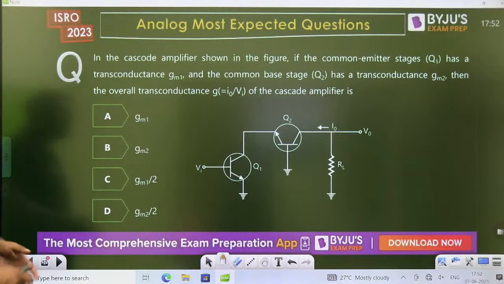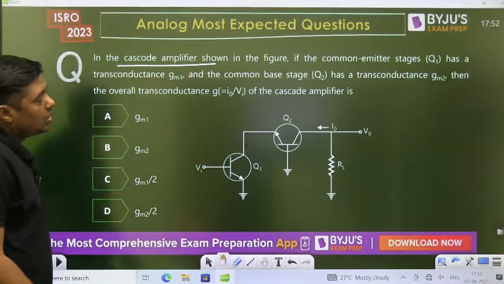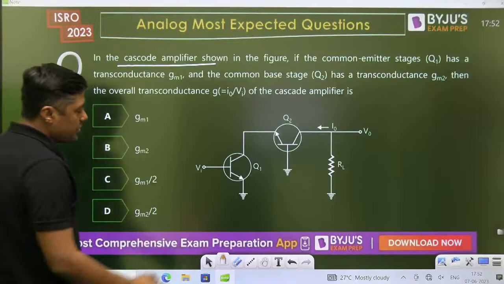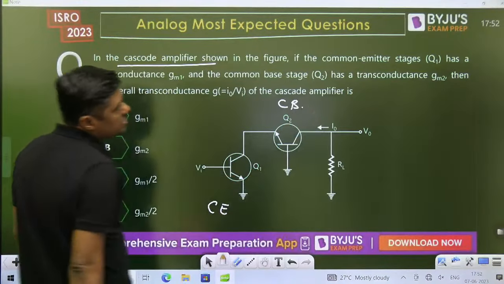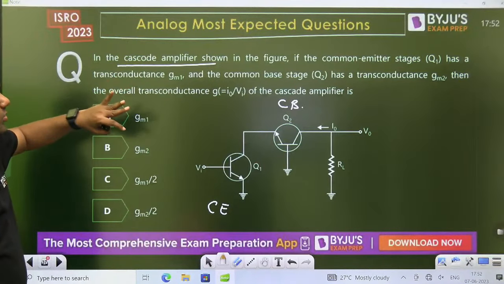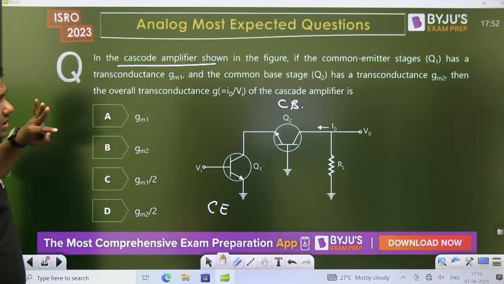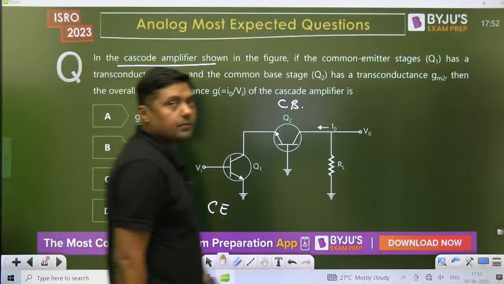So this is a cascode amplifier. Name is given here, cascode amplifier. Common emitter followed by common base. This is called cascode amplifier. The common emitter stage has a transconductance GM1 and the common base stage has a transconductance GM2. Then the overall transconductance of the cascode amplifier.